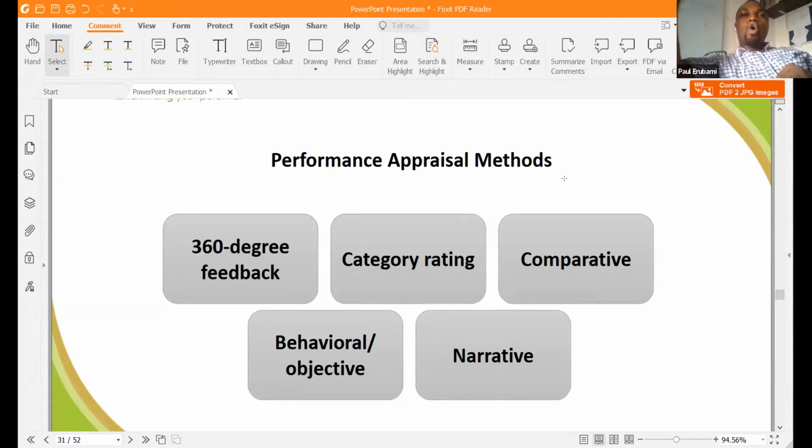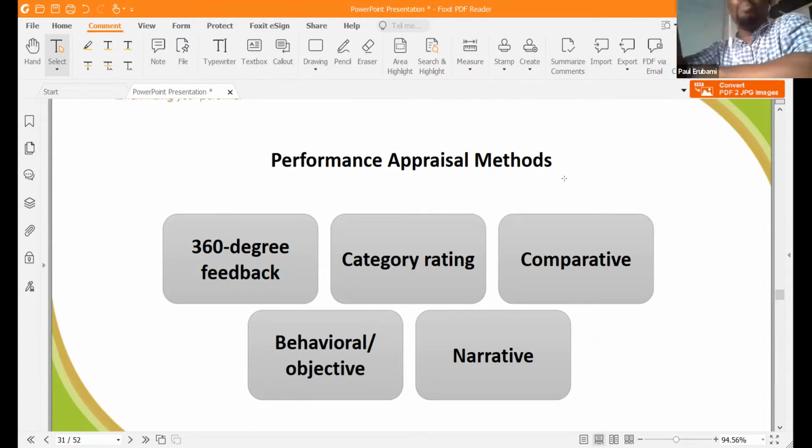We have what we call the comparative performance appraisal method. Basically, comparative means comparing. So in this approach, people are paired and compared against each other, right? I can pick a John and a Paul, and I say, okay, let me see how they compare to each other. What is Paul's strength? What is John's strength? And the like.